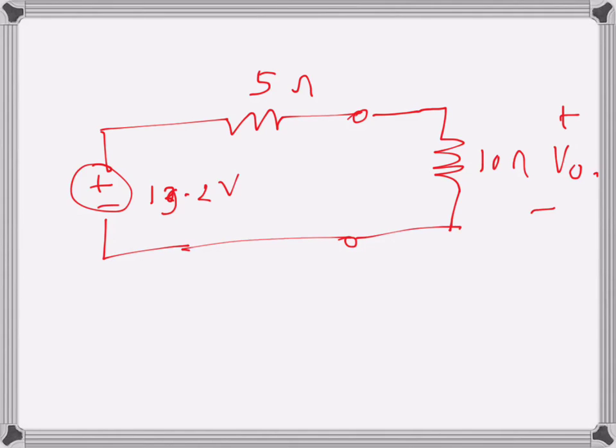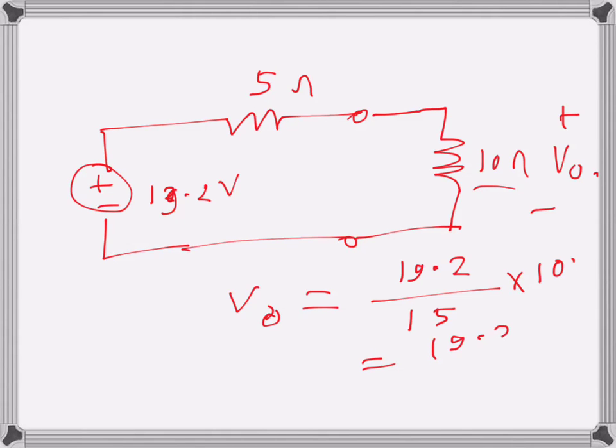Now I have everything. V naught will be 19.2 divided by 10 plus 5, which is 15, times 10. That is the value of the voltage drop. So basically it's 19.2 times 2 over 3, whatever it is, I will leave it like that. Once calculated, that can be found. So this is the voltage drop across the 10 ohms resistance, found by the method of Thevenin's theorem.